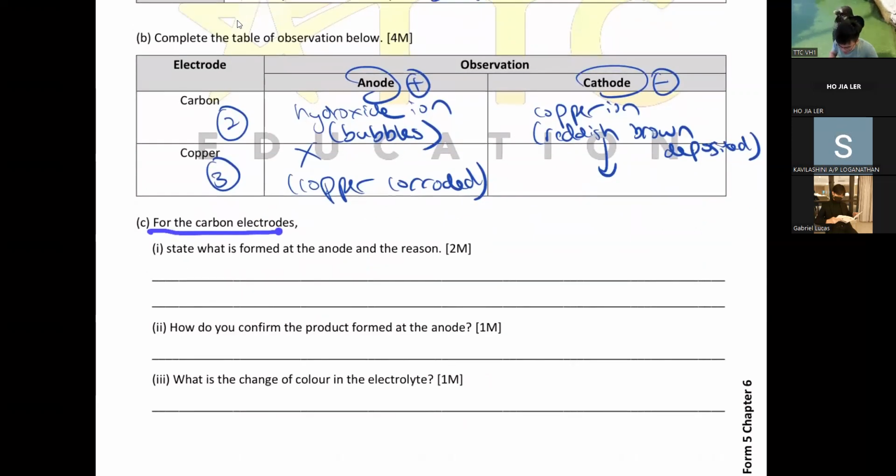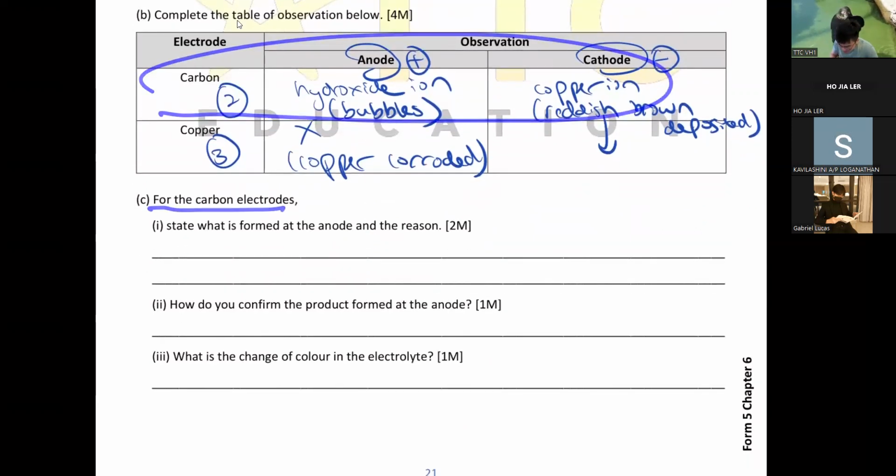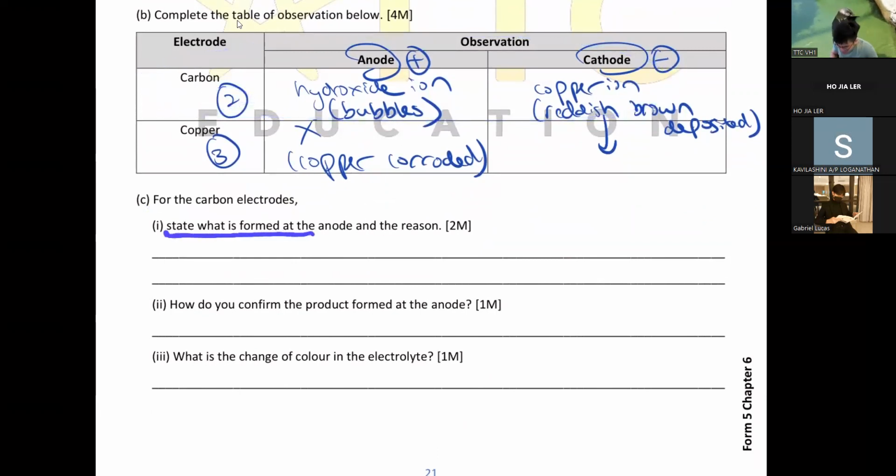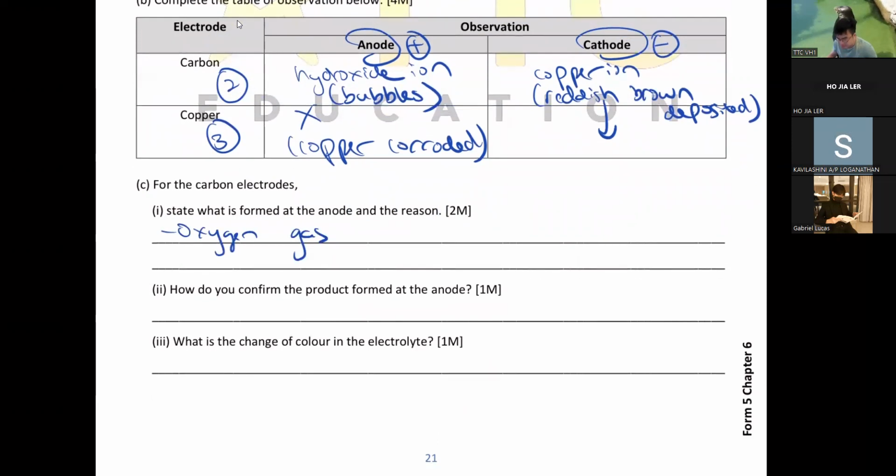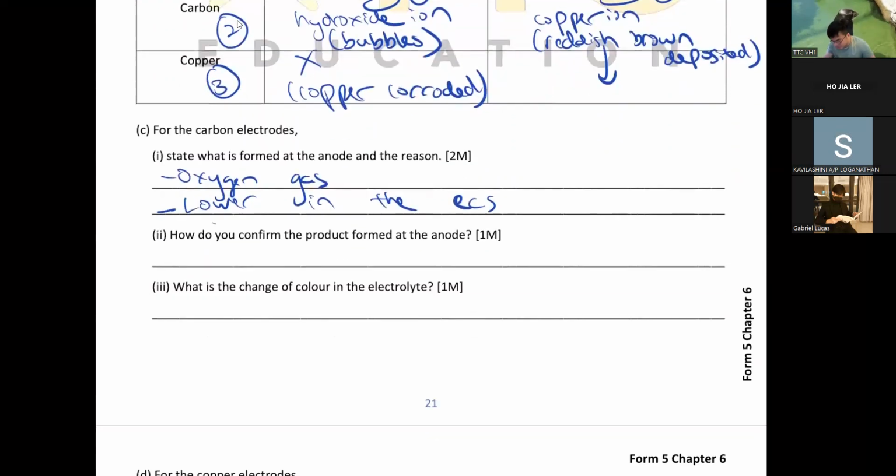Right, so C for the carbon electrodes, which is the second situation: state what is formed at the anode and the reason. What is this bubble here? Hydroxide will form oxygen gas. Reason, why do we choose hydroxide? Because they are lower in the ECS. Do you remember what is ECS? The electrochemical series. They are lower in the electrochemical series.